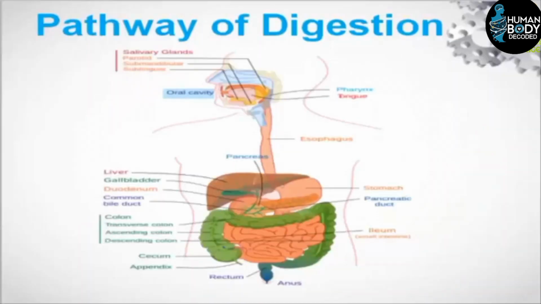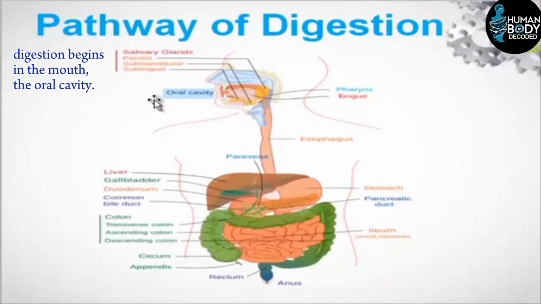Now, let's move on to the pathway of digestion. Where does digestion start and where does it end? I am sure that you know that digestion begins in the mouth, the oral cavity. As soon as we take food into our oral cavity, digestion starts. We begin to chew the food.